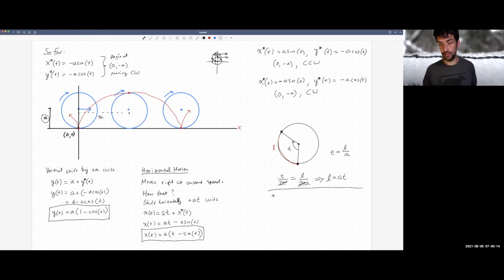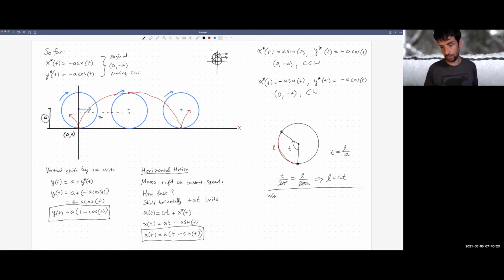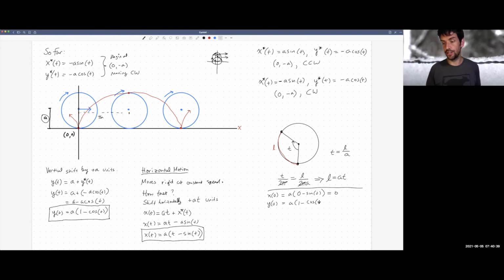First of all, let's take a look at x of 0, y of 0. Let's do it in the more traditional order, x and y. So x of 0, we get a times 0 minus sine of 0. Sine of 0 is 0. This whole thing's 0. And y of 0 is a times 1 minus cosine of 0. Cosine of 0 is 1, so that's 1 minus 1, which is 0. We get 0, 0, and that's exactly where we wanted to start, at the origin.